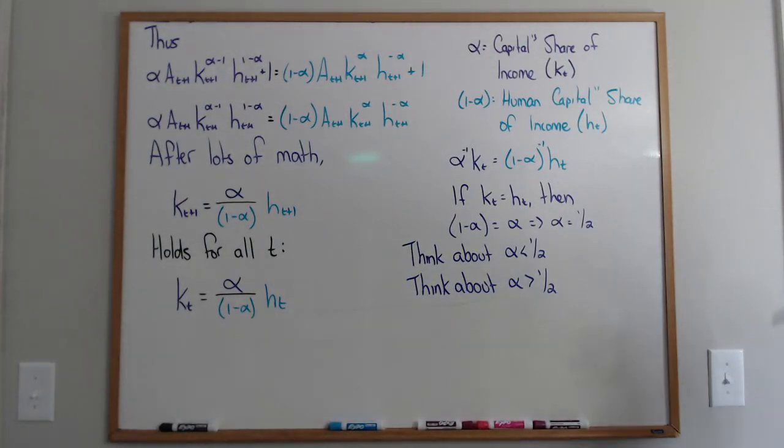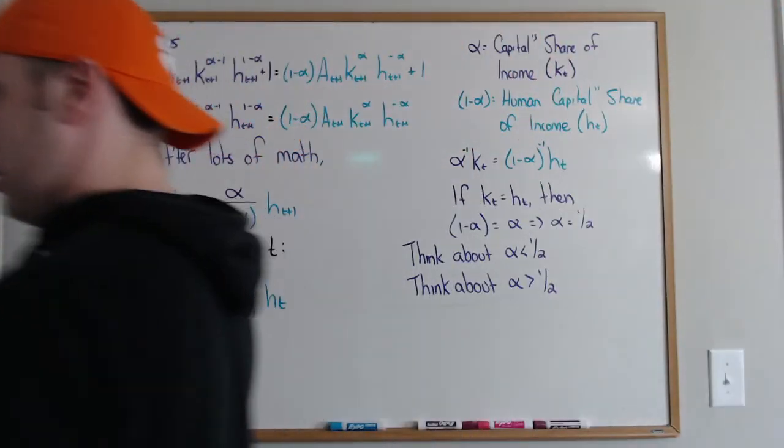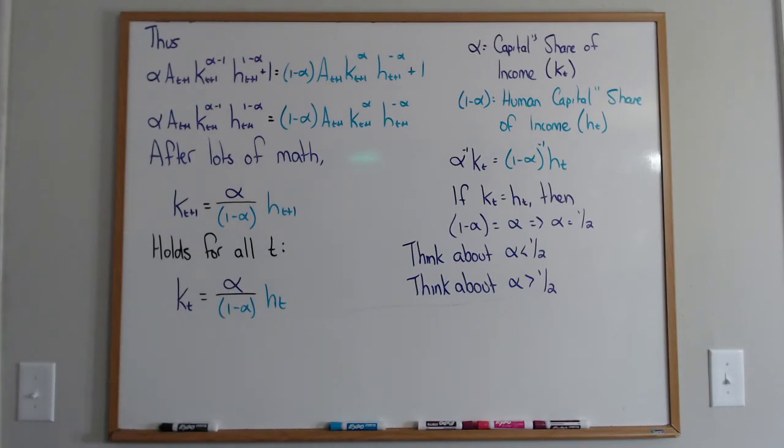If alpha is less than 1/2, do we invest more in physical capital or do we invest more in human capital? If alpha is larger than 1/2, do we invest more in human capital or do we invest more in physical capital? So I'll let you think about that to get the idea of what we're up against when we're deciding how we want to invest this stuff. I'll let you think about that one on your own.